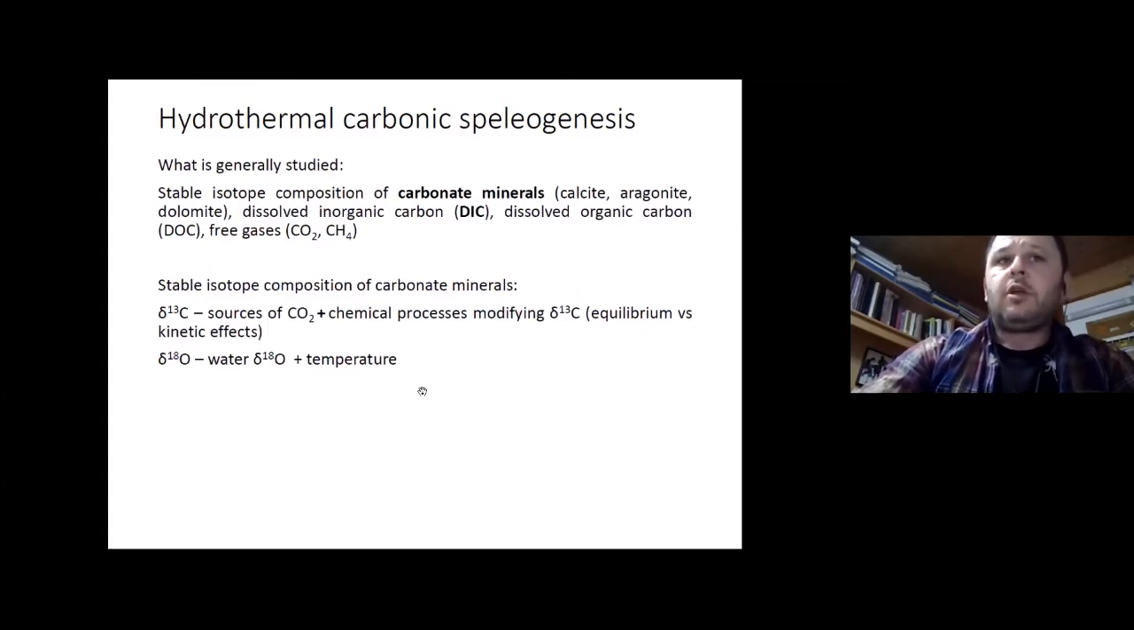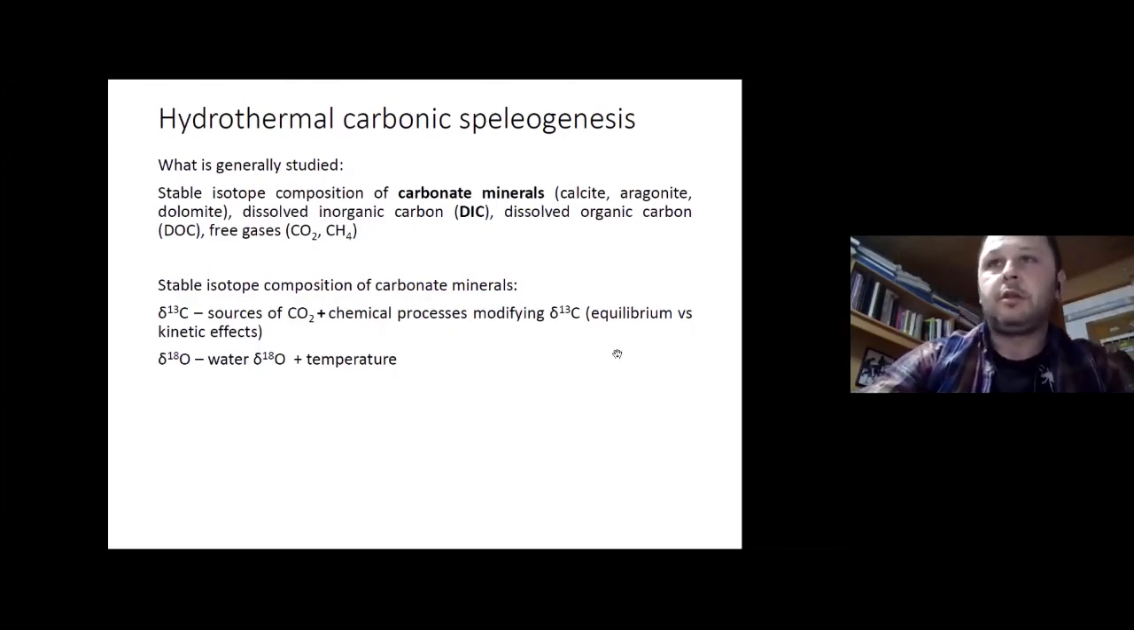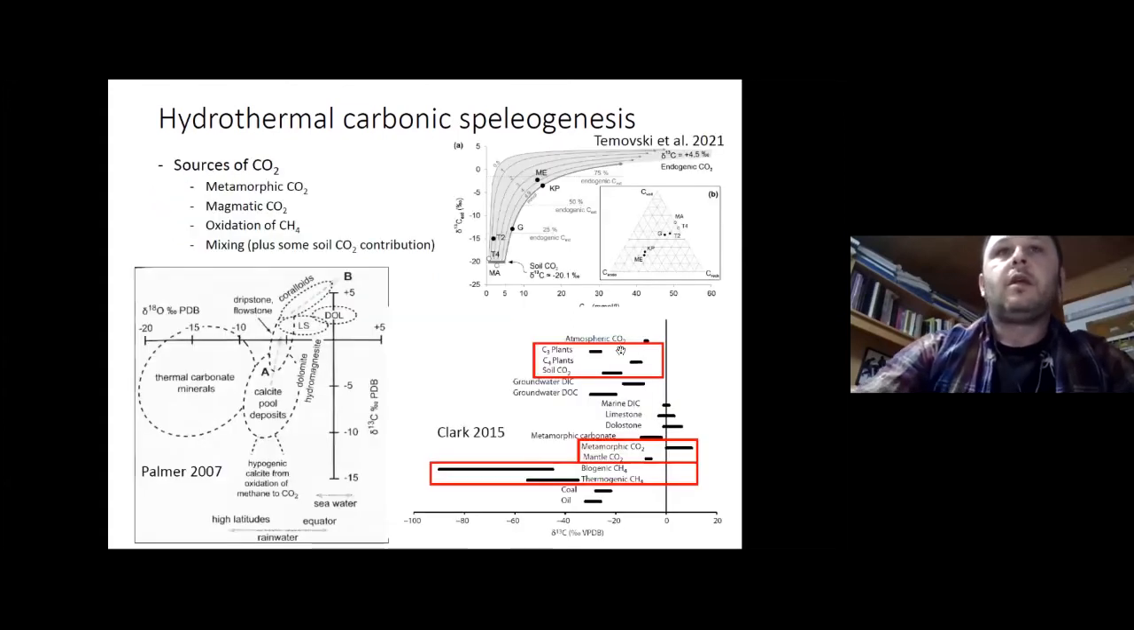And also from the oxygen isotope composition of the precipitated carbonate minerals, we can gain information about either the water oxygen isotope composition or the temperature from which it formed. If we know one, we can also calculate the other one. I'll show you some example later.